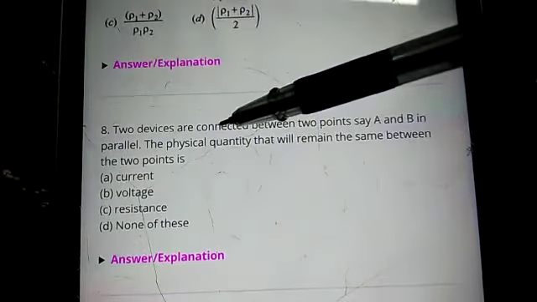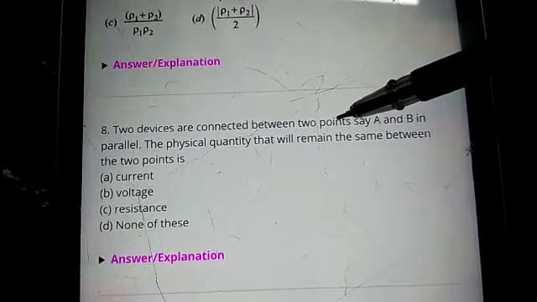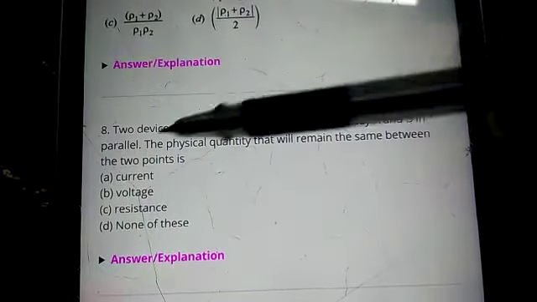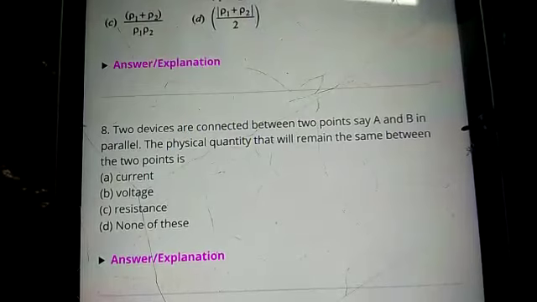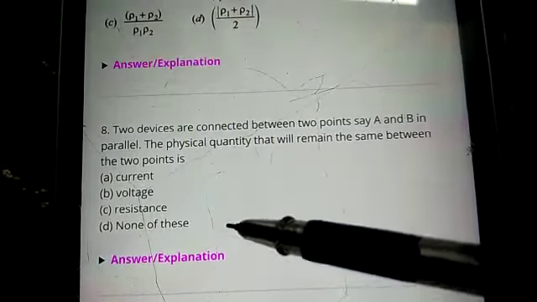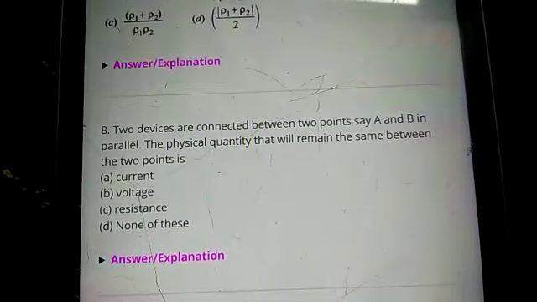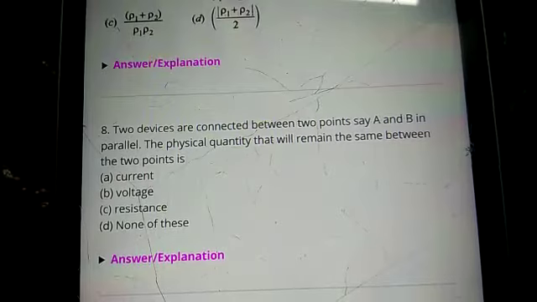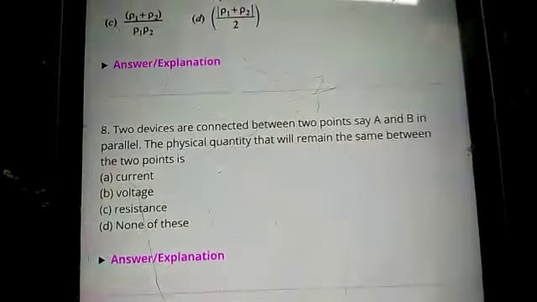Now, two devices are connected between 2 points, say A and B, in parallel. The physical quantity that will remain the same between the 2 points is, suppose two resistances are connected in parallel to a battery. What will be fixed for both the devices? If two resistances are connected in parallel, that means they have the same potential difference. That means their voltage is fixed.